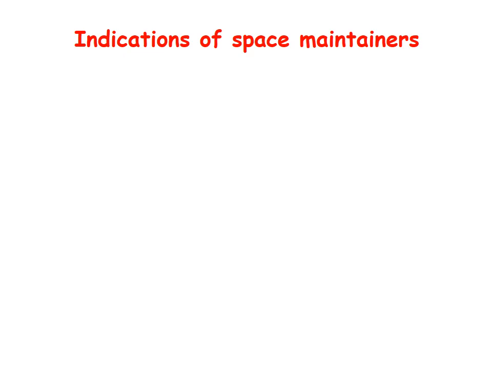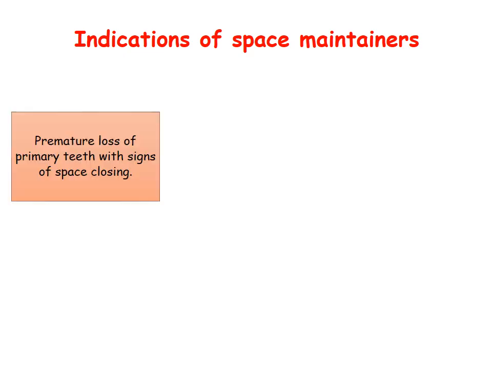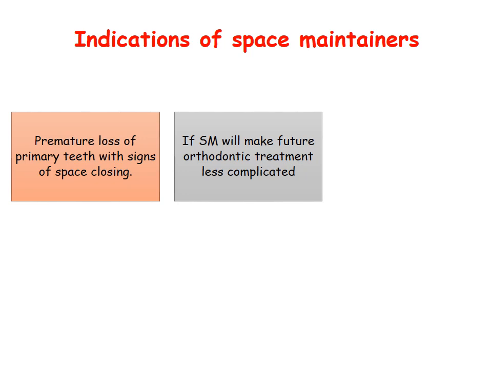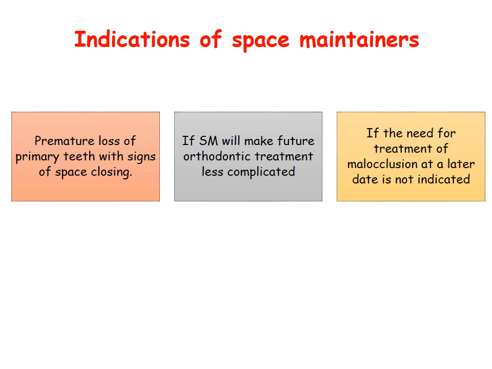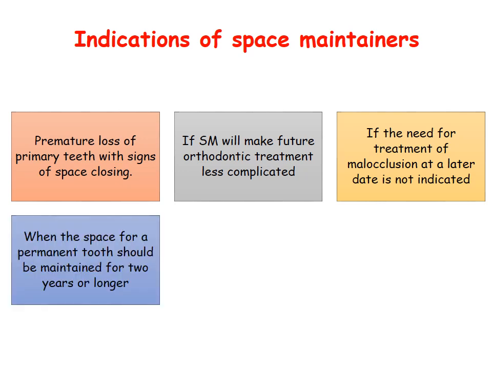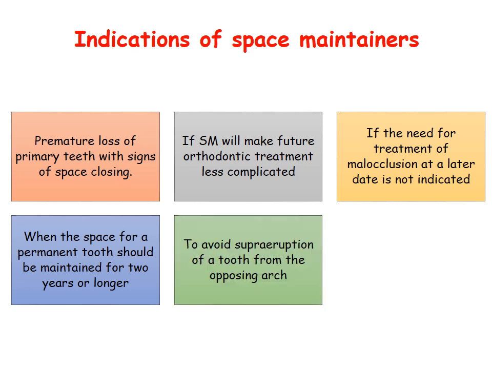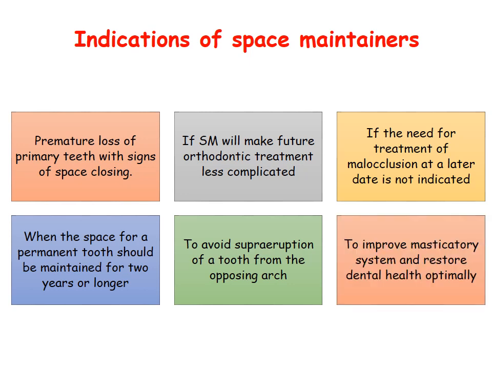Moving on to the indications of space maintainers. Space maintainers are indicated when there is premature loss of the primary teeth and there are signs of loss of space, if the space maintainer will make future orthodontic treatment less complicated, if the need for treatment of malocclusion at a later date is not indicated, when the space for a permanent tooth should be maintained for two years or longer, to avoid supraeruption of the tooth from the opposing arch, to improve the masticatory system and restore dental health optimally.